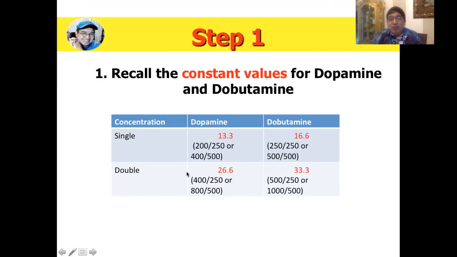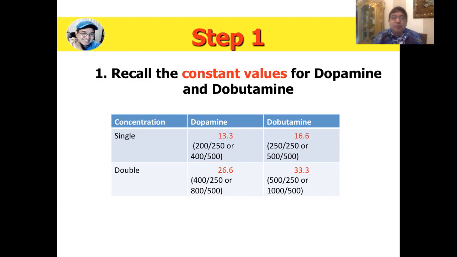Whereas if you're given a double concentration solution, 400 over 250 or 800 over 500, then your constant value is 26.6. For dobutamine, if the concentration is 250 over 250 or 500 over 500, that's a single concentration solution, the constant value is 16.6. Now, for double concentration solution for dobutamine, 500 over 250 or 1000 over 500, the constant value would be 33.3.